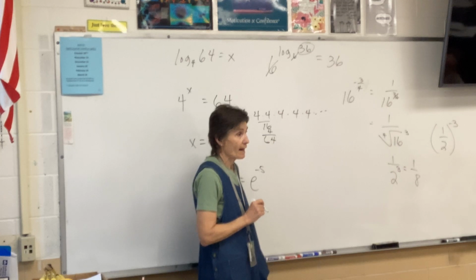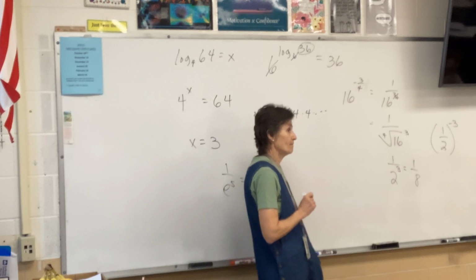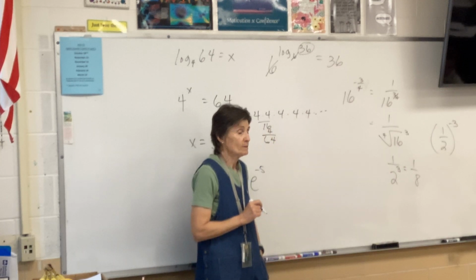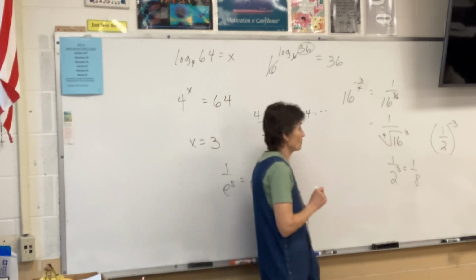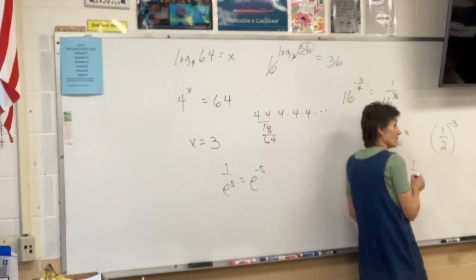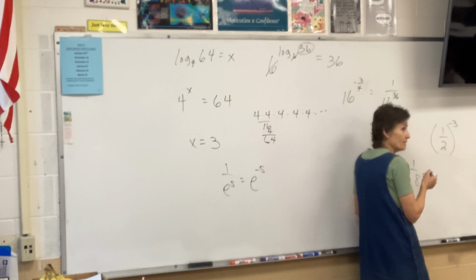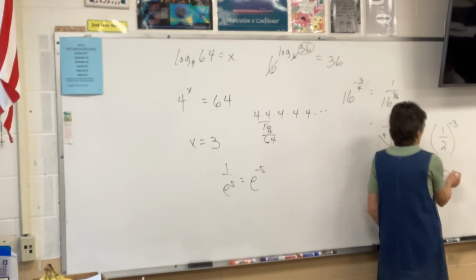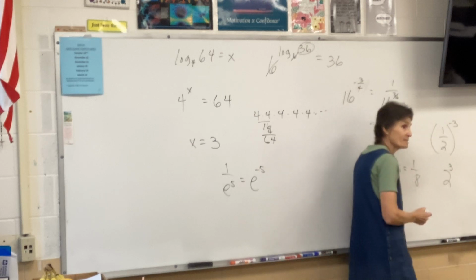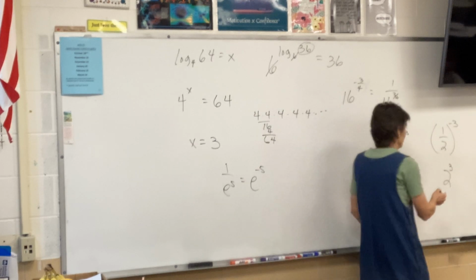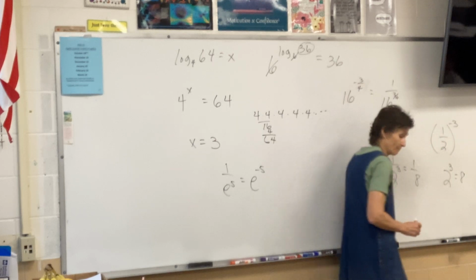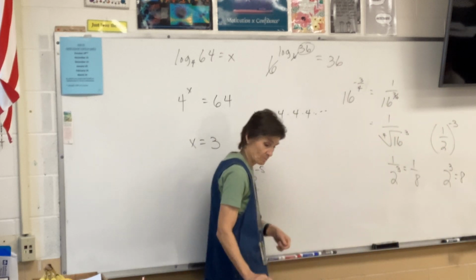This one, 1/2 to the negative 3rd. What's the negative going to do? Flip it. So instead of being 1/2, it's going to be 2 over 1, or just 2. And then the exponent becomes positive, so the answer to the question is 8. 2 cubed, 8. Pretty easy.